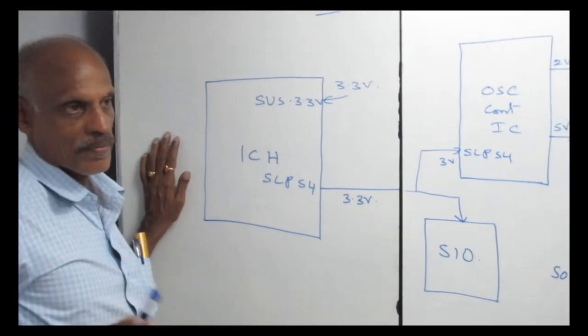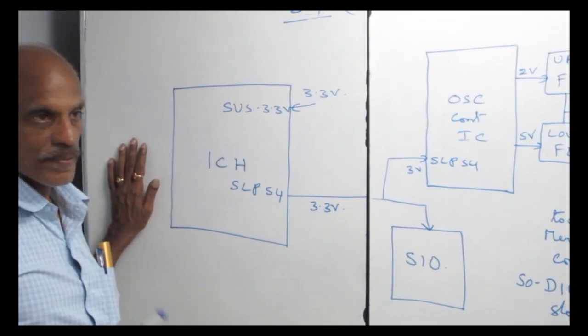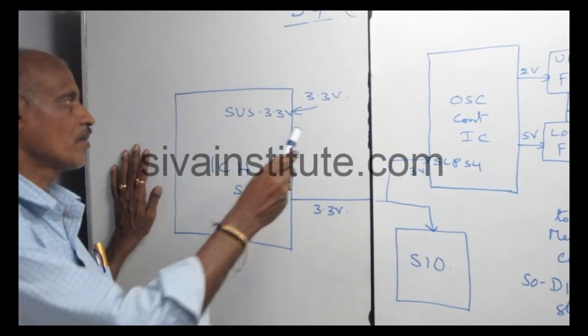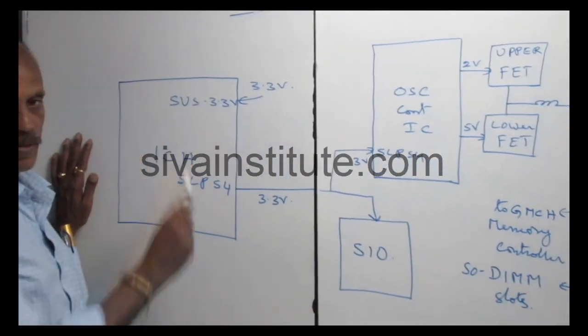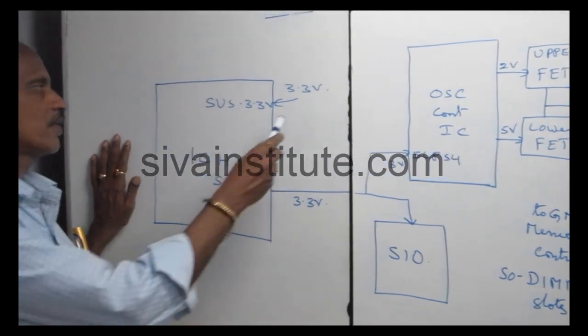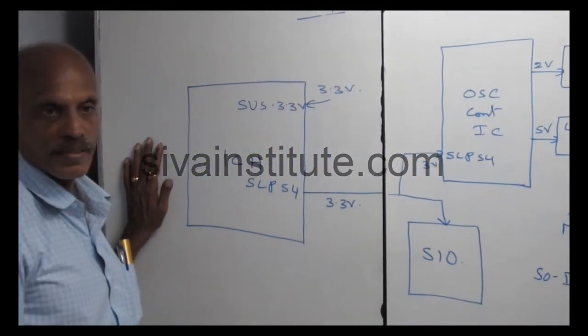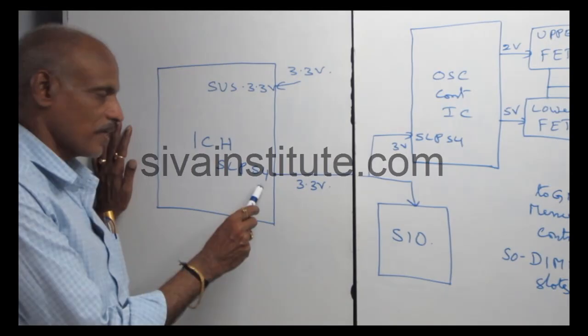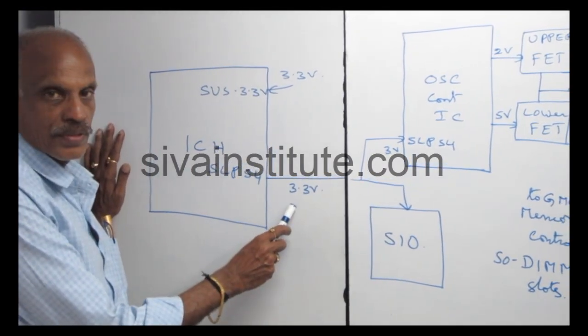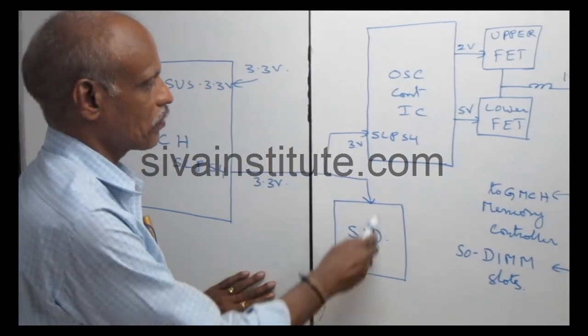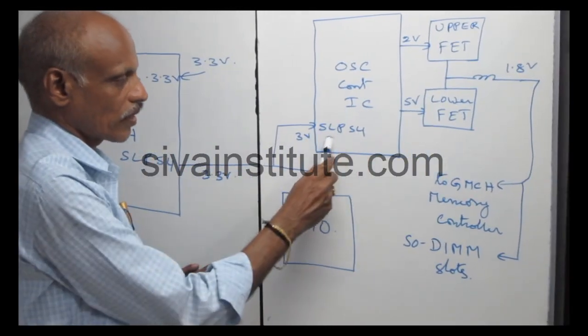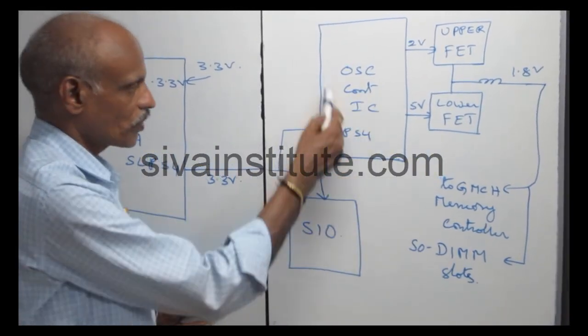First I already explained the S5 command. After the S5 command, 3.3 volts comes to this ICH suspend 3.3 volts. When 3.3 volts comes to this ICH, this IC releases the SLP S4 command, 3.3 volts. This voltage goes to the SIO chip and oscillator controller, and the SLP S4 command goes to this IC.